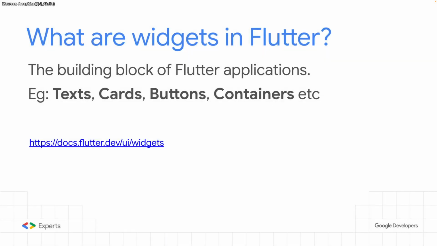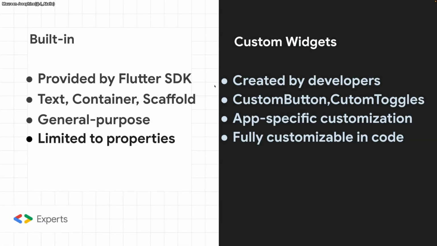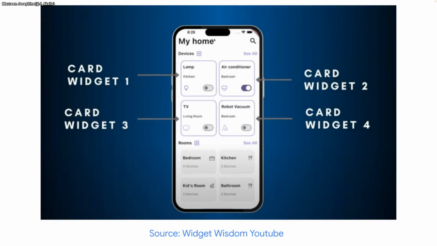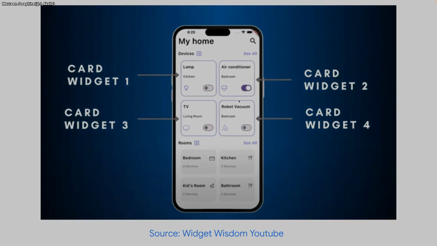But before that, just a quick look through at what widgets are in Flutter. I believe most of us already have an idea of what this is, but if you are totally new to this, widgets are the building blocks of Flutter applications. For example, texts, cards, buttons, containers, etc. So if you can see from this previous screenshot, the building blocks of this entire UI are simply the texts, the containers, for example, or the cards. Those small things that make up the entire app are what we call widgets.